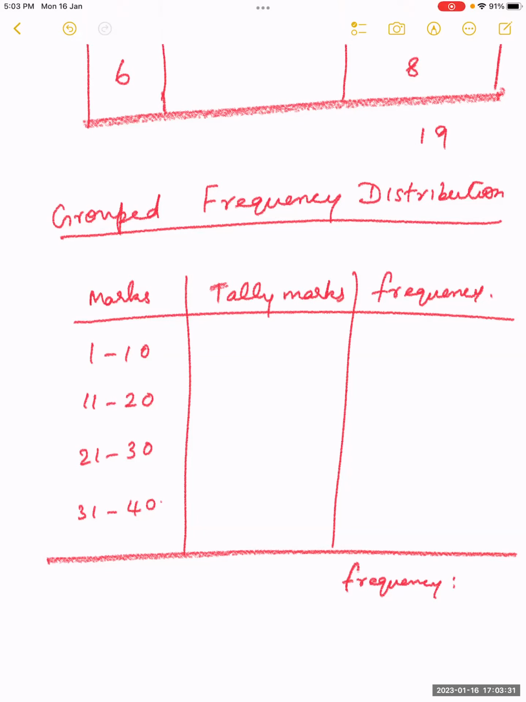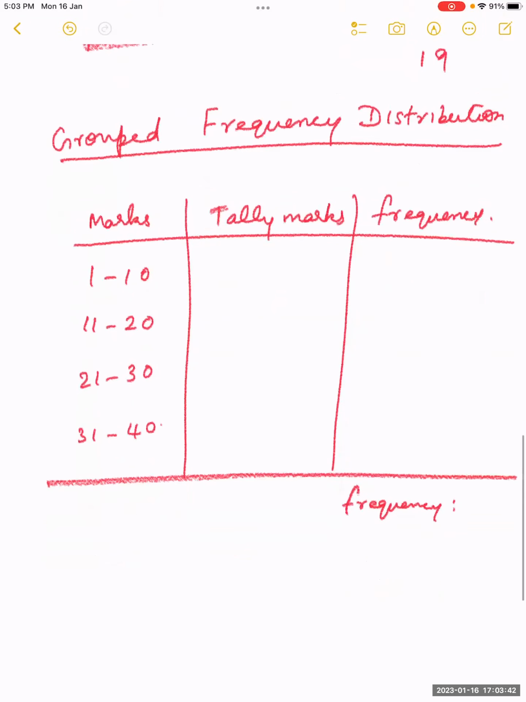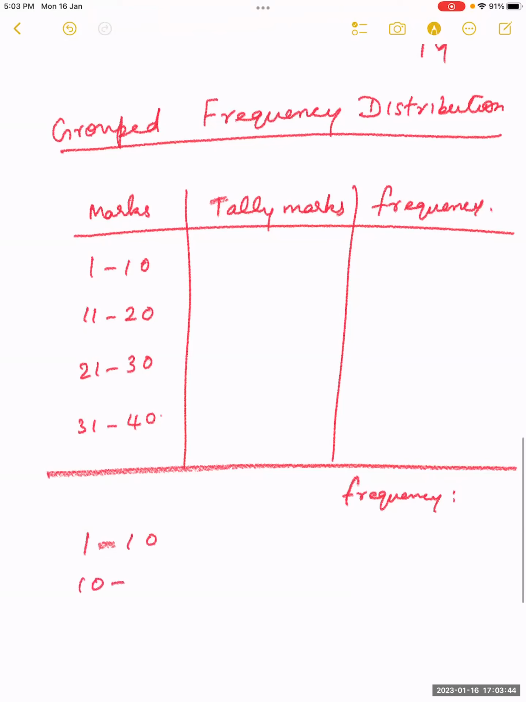Okay, for 1 to 10, I want you to quickly do the marking here. Look at the class interval, 1 to 10. It's not a continuous interval. If it were a continuous interval, it would be 1 to 10, 10 to 20, where the upper limit of one class and the lower limit of the subsequent class are the same. But this is not continuous because it is 1 to 10, then the next class is 11 to 20.